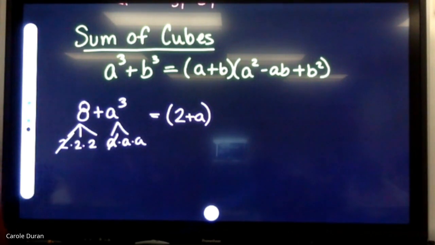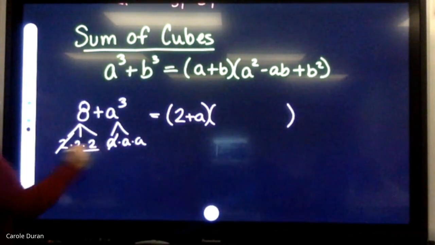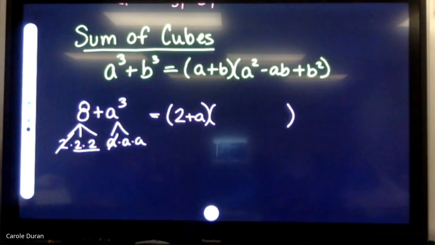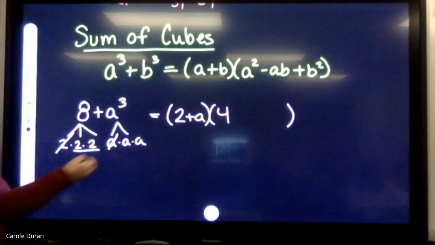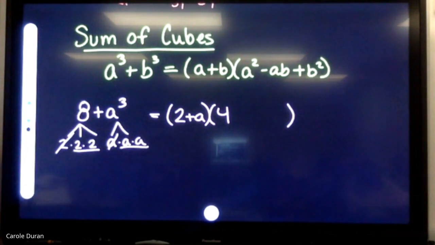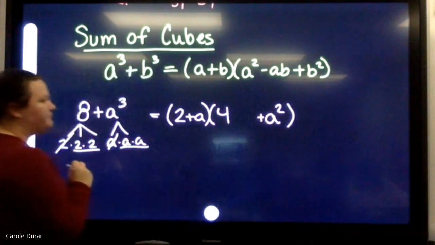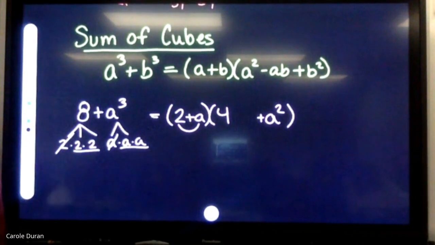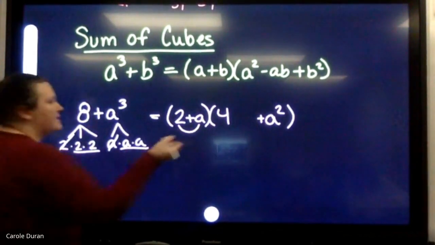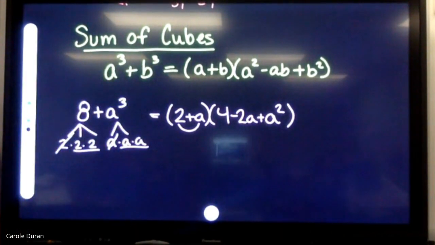My second factor is a trinomial, meaning that it contains 3 terms. My first term is my remaining roots put together. So my 2 roots I still had left from the 8 are 2 times 2, and 2 times 2 is 4. My third term is the 2 roots I had left from my second term. A times A is a squared. It's always a plus. And then my middle term is this times this with the opposite sign. So 2 times A is 2A. With the opposite sign makes it minus 2A. And then those are my factors.